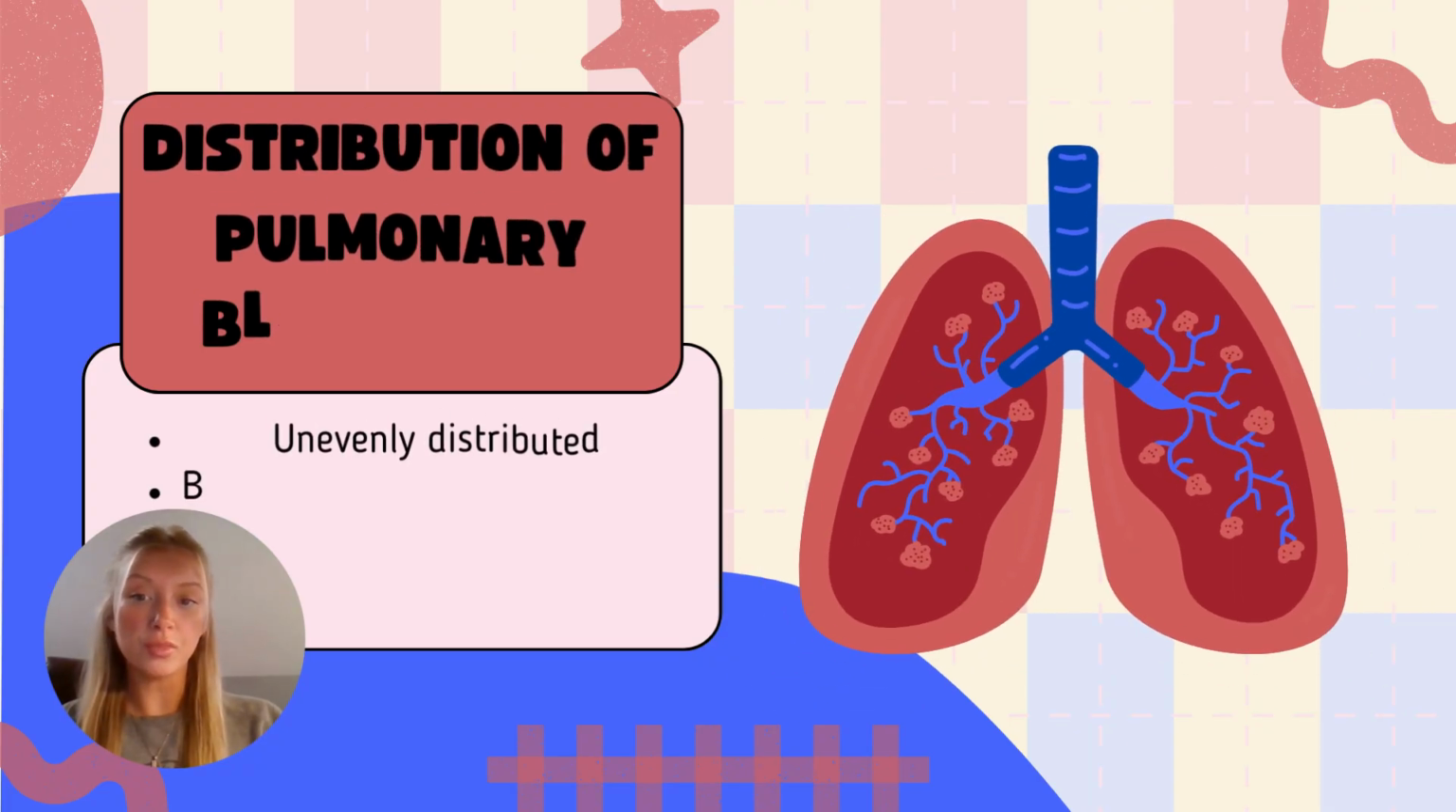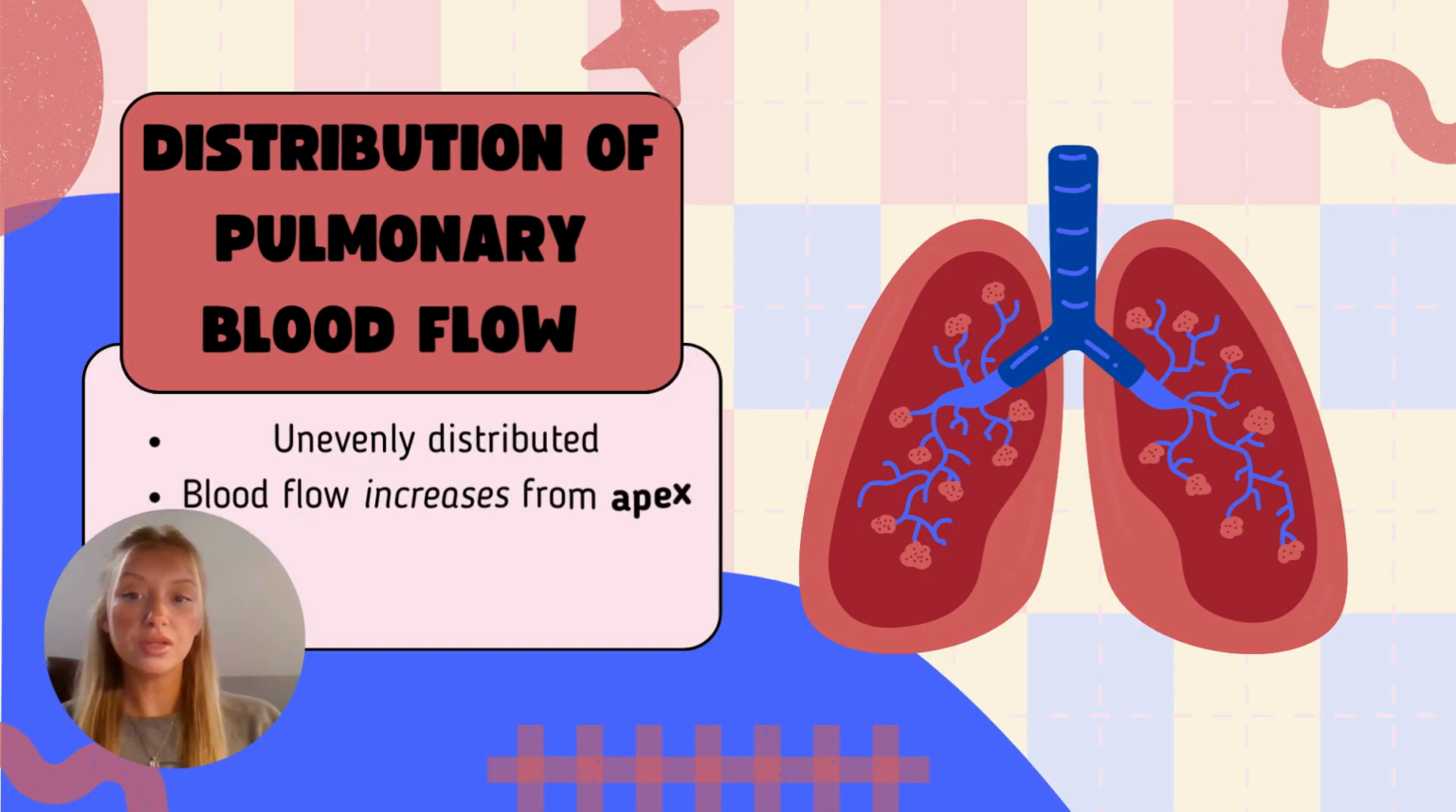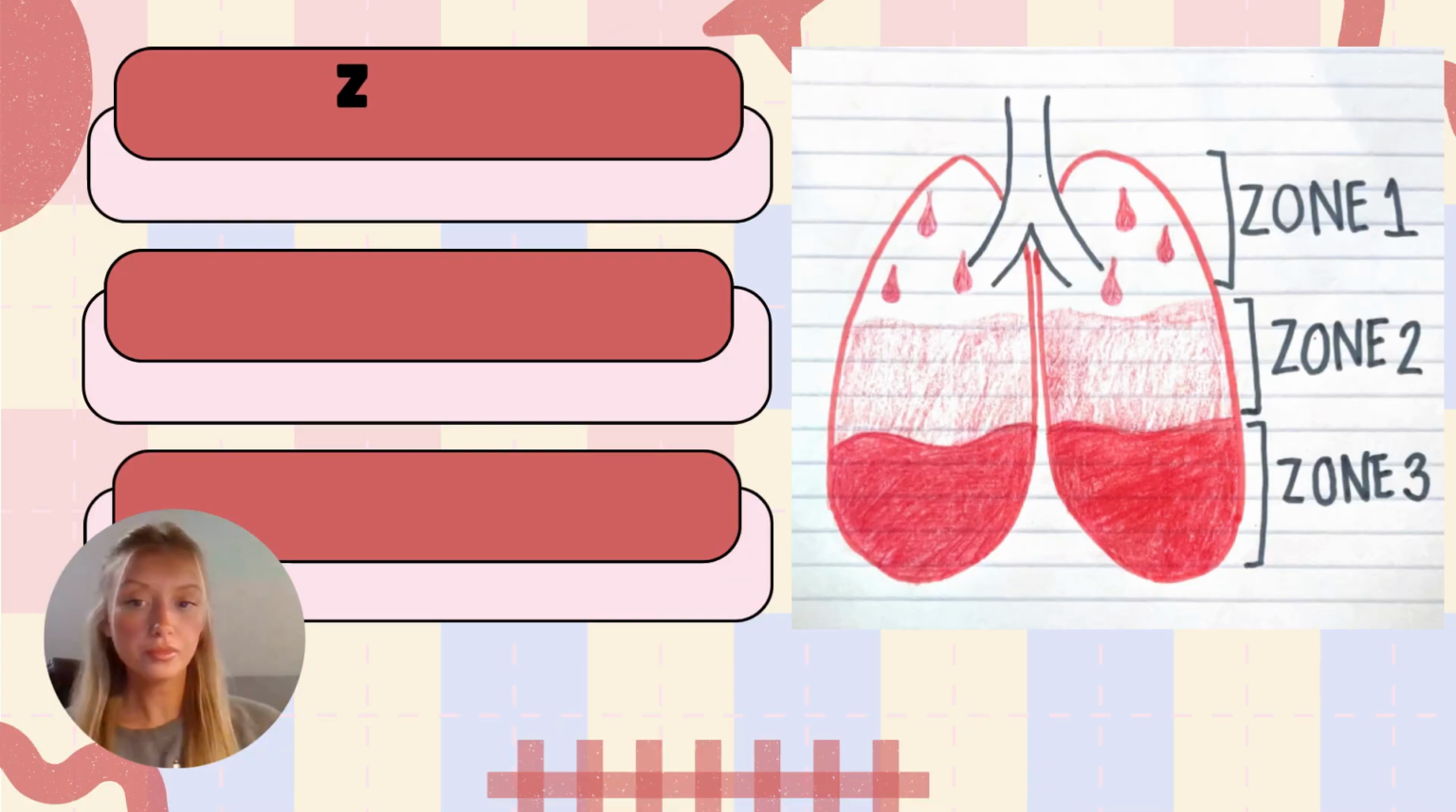So, the distribution of pulmonary blood flow. Blood flow in the lungs themselves is unevenly distributed. This is because of gravity. So, blood flow will increase from the apex, which is the top of the lungs, to the base, which is the bottom of the lungs. I have a picture in the next slide that will help to visualize this a little bit better.